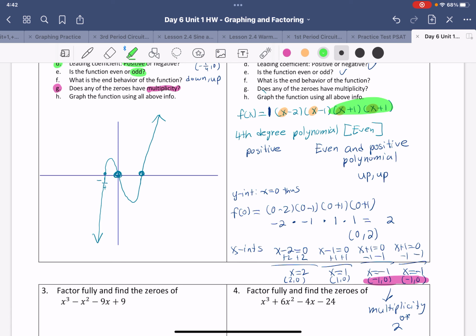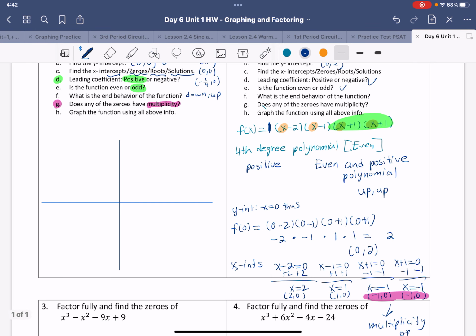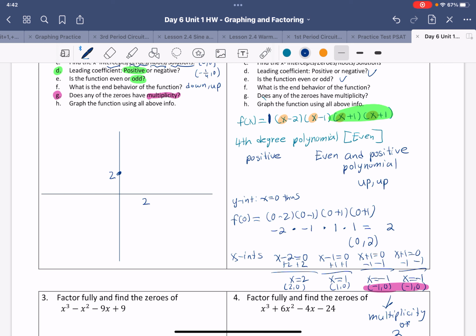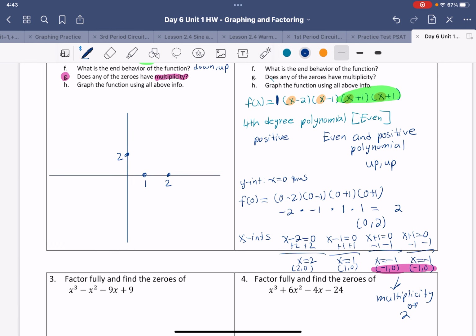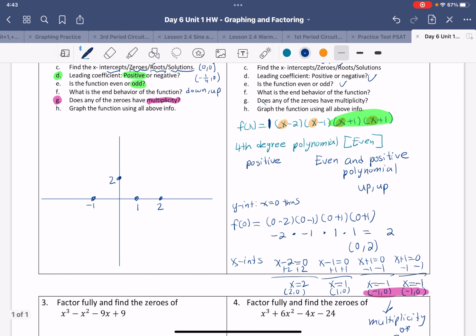So, all right, we're going to do this one. I'm going to erase this graph to my left just so I can have some room to do this one. So I got my graph. And now my y-intercept, 0, 2, 2, 0. Let's spread the 2 a little bit out. 1, 0, and negative 1, 0. And remember, this is positive and even, so I'm going to start up and end up.